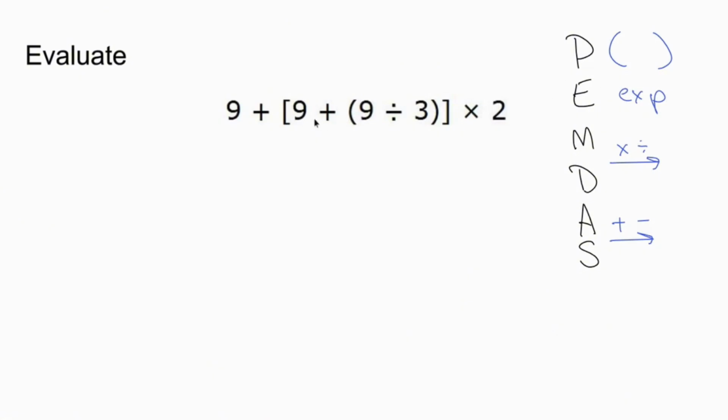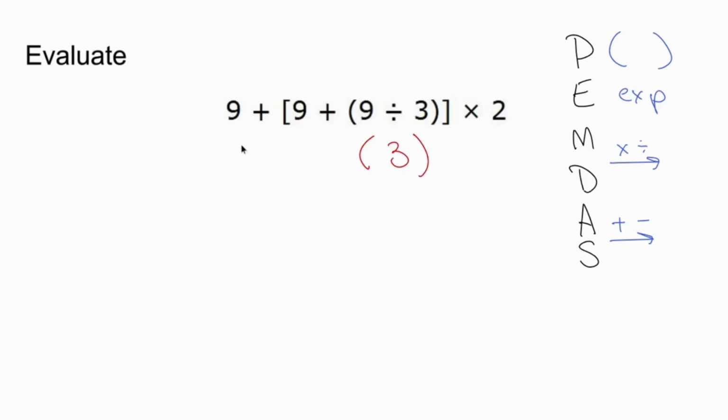Now let's take a look at what we have. We have a bracket, and inside the bracket we have parentheses. Whenever you see parentheses and stuff inside of a bracket, you do the innermost parentheses first. So the first thing that we're going to do is parentheses 9 divided by 3, which is 3.